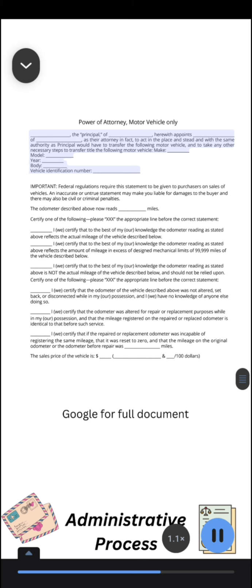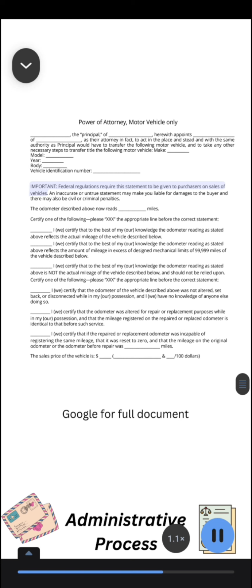Power of attorney, motor vehicle only. Blank, the principal of blank, herewith appoints blank of blank as their attorney in fact, to act in the place and stead and with the same authority as principal would have to transfer the following motor vehicle, and to take any other necessary steps to transfer title to the following motor vehicle: make, blank; model, blank; year, blank; body, blank; vehicle identification number, blank.